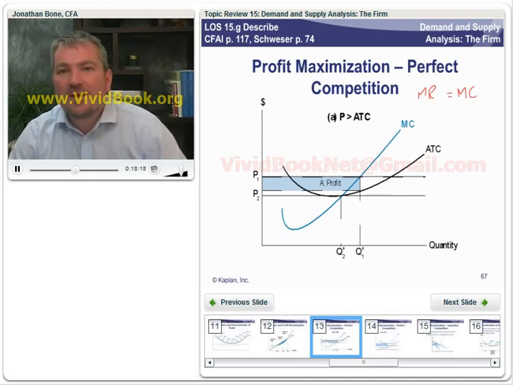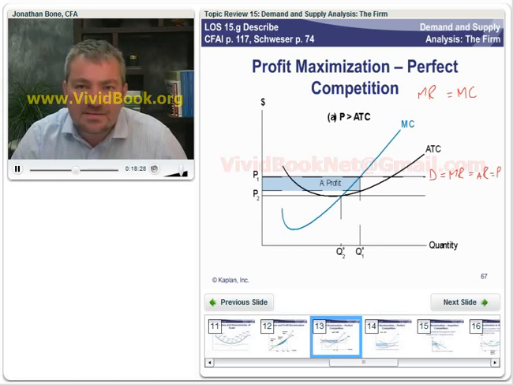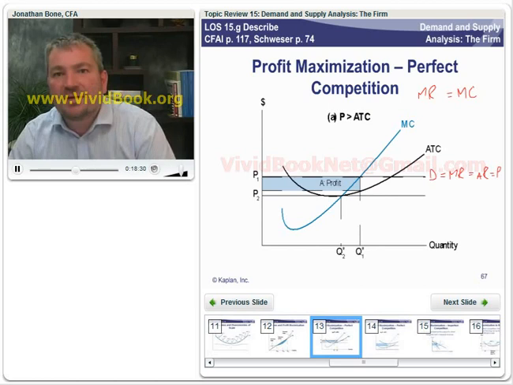Now, we've got P1 on here, which is our demand curve, which is equal to marginal revenue, it's equal to average revenue, and it's equal, of course, to price. So this firm will operate where marginal revenue equals marginal cost. There we are, that's that point there. Extend the line downwards, and that gives us the quantity we'll produce. Extend the line across, and that gives us price.